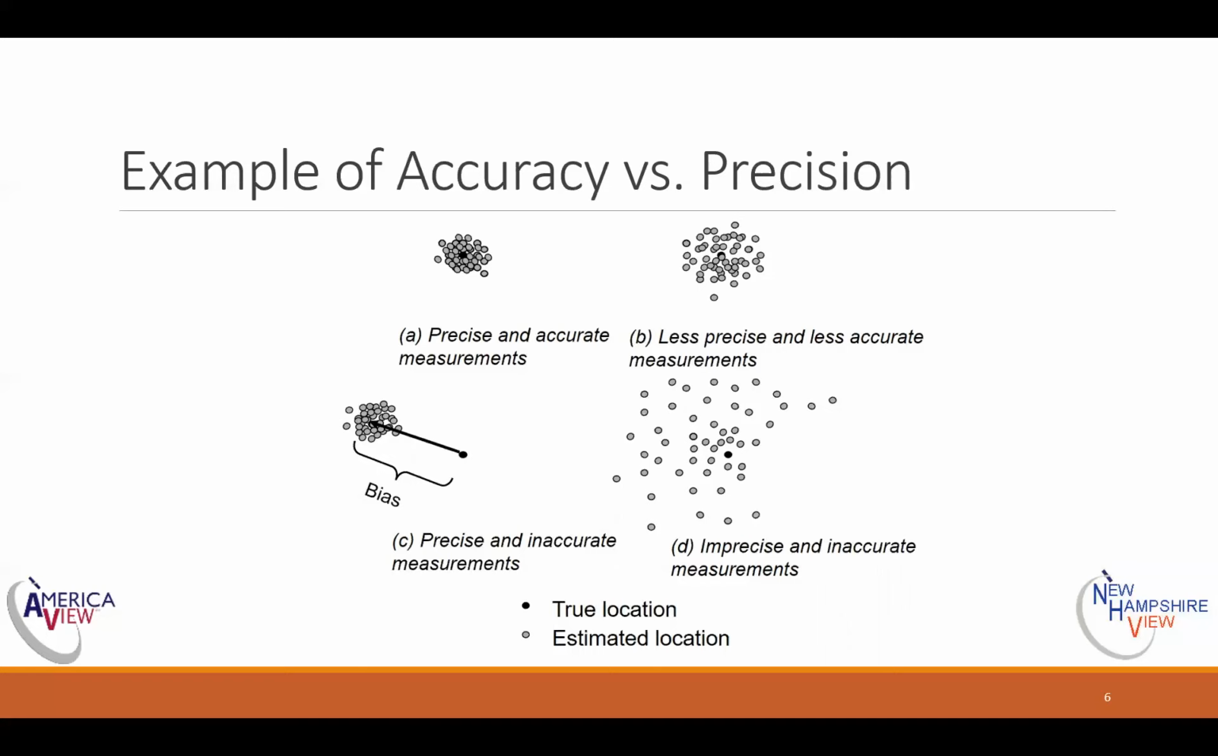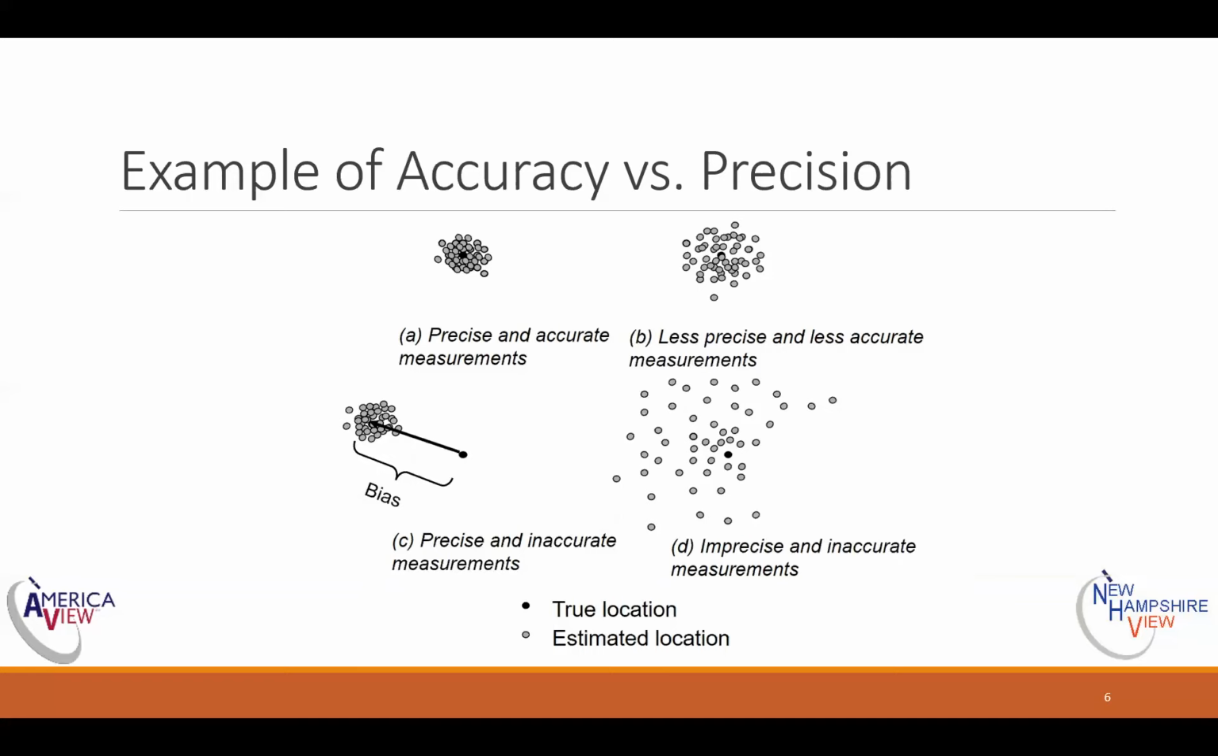Okay, if you go over to B, a little bit more spread out, so a little less precise and a little less accurate. If you go down to C, you can see that it's very, very precise still. The grouping is very tight, but it's not very accurate, that they're removed from the black dot that you were trying to get.